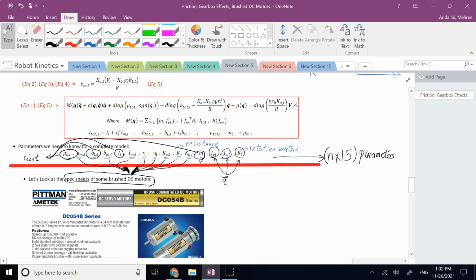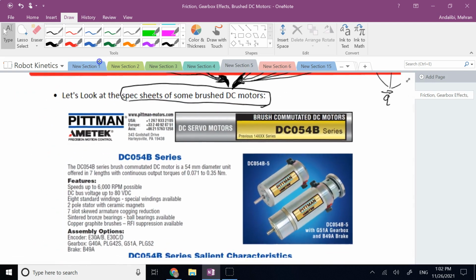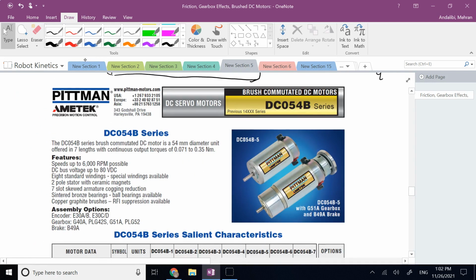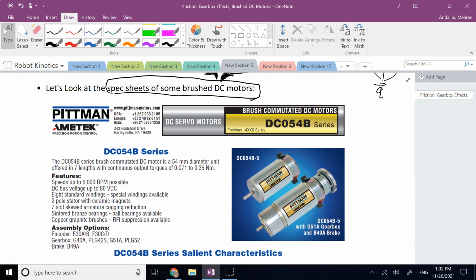So now let's look at the data sheet of a DC motor. This is a DC motor from the company Ametek Pittman. And this DC motor is a DC054B series. I took this data sheet from that company, so the credit all goes to the company for providing these spec sheets to the users.